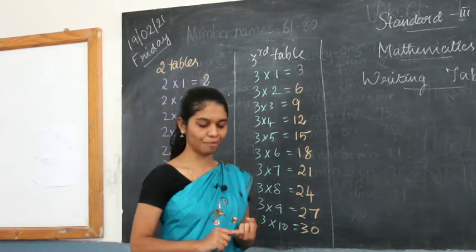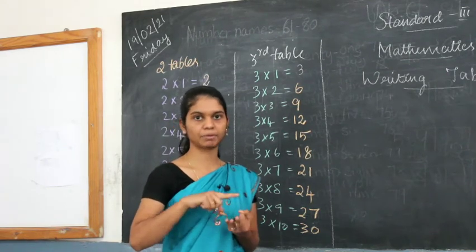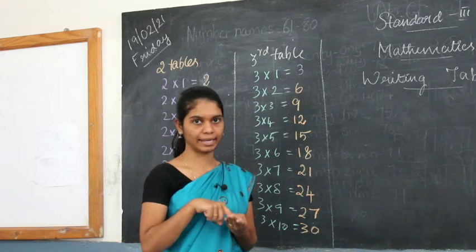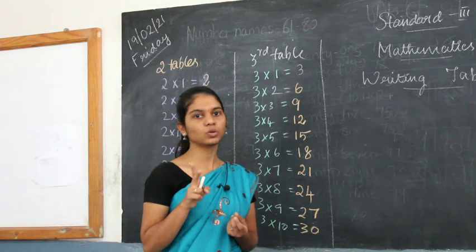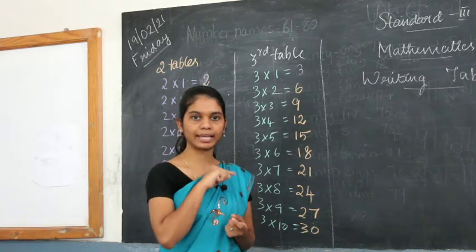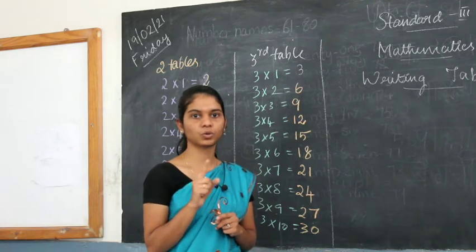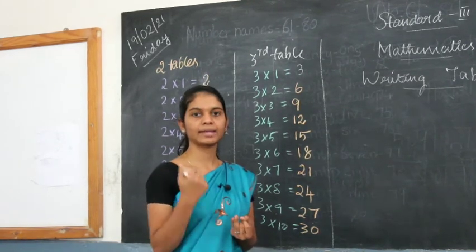What is your homework? You have to learn the tables, all the tables, 2nd table, 3rd table, 4th table, 5th table, 6th table, 7th, 8th, 9th, 10th. Okay, all these tables you have to learn. Okay, learn 2 tables in 1 day. Okay, the next whole week you have to learn one table 1 day or 2 tables 1 day. Okay, so learn them, write them and send it to me.